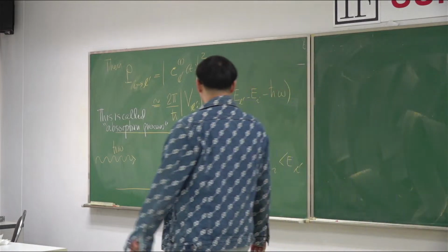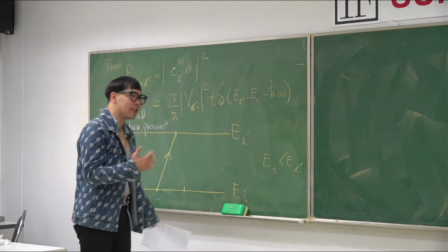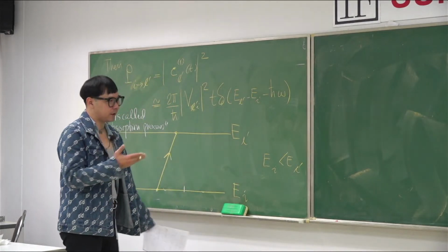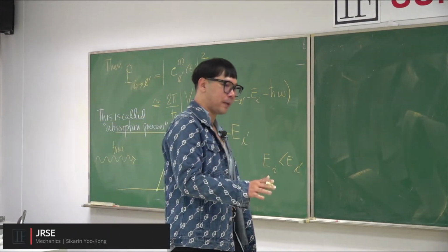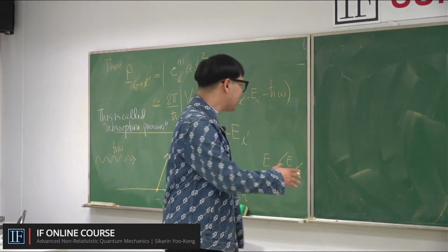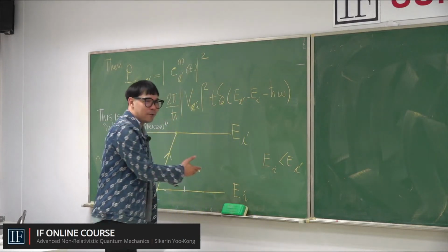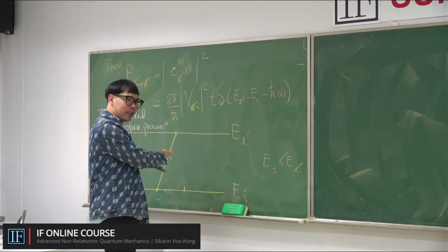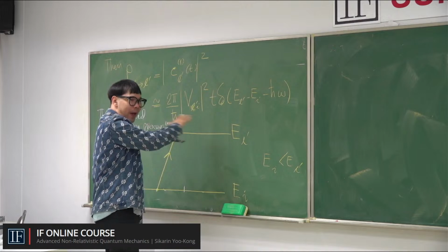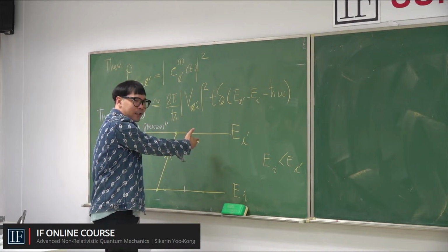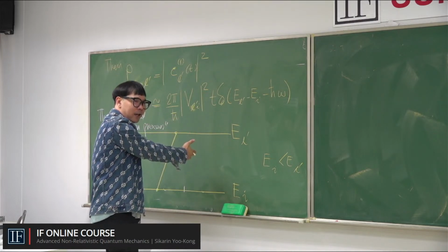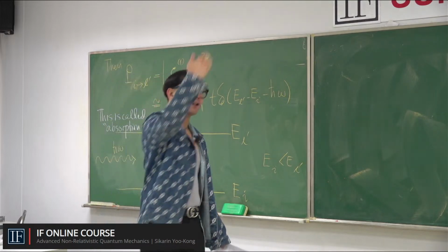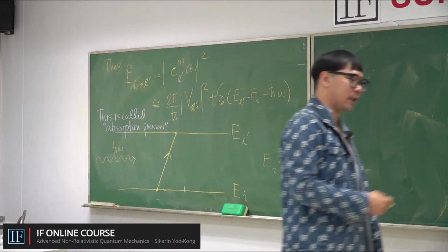I believe that when you learned basic quantum mechanics, you knew this kind of thing happens, but there was no calculation to back it up. But now you see the detailed math that actually explains this absorption behavior, and your electron can get into the higher energy level in this way.